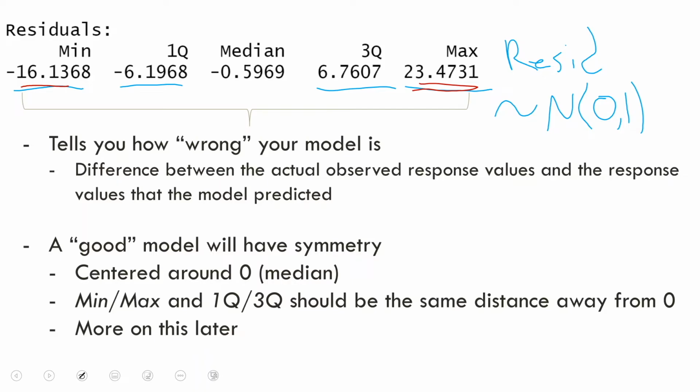But you can get an idea of how symmetric your residuals are based on this 5-number summary. We can see that the minimum is not the same as what we see here with the max, right? As far as absolute value goes, the max is a larger number than the minimum. But that's okay. We'll talk more about that in a little bit. So then the bulk of it.